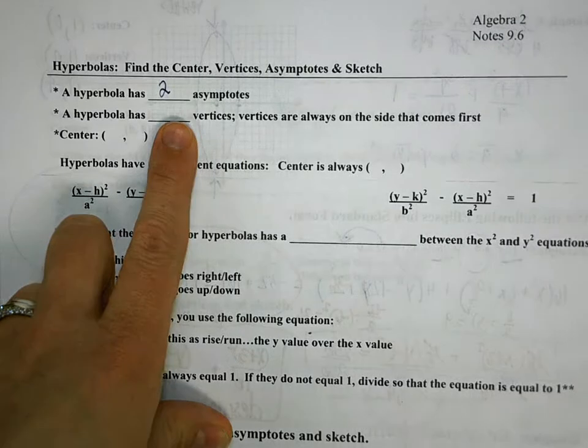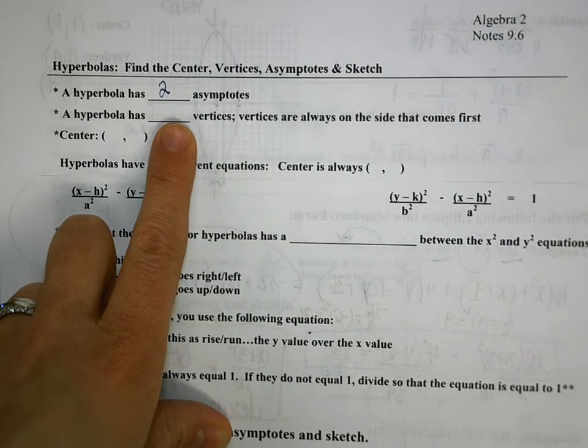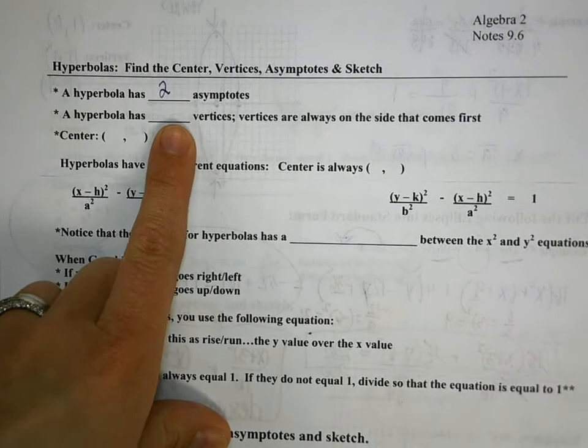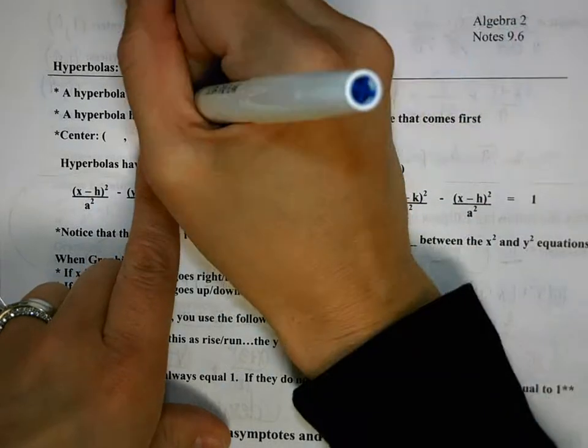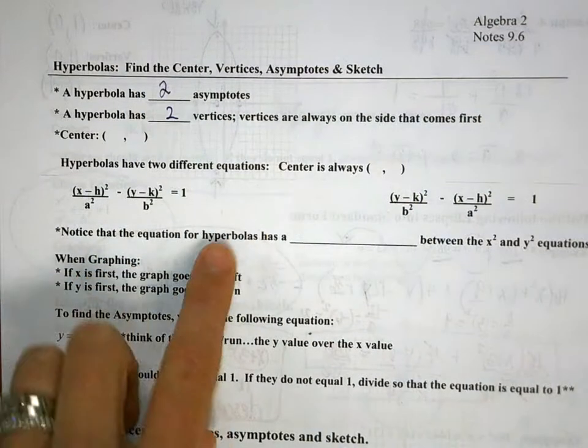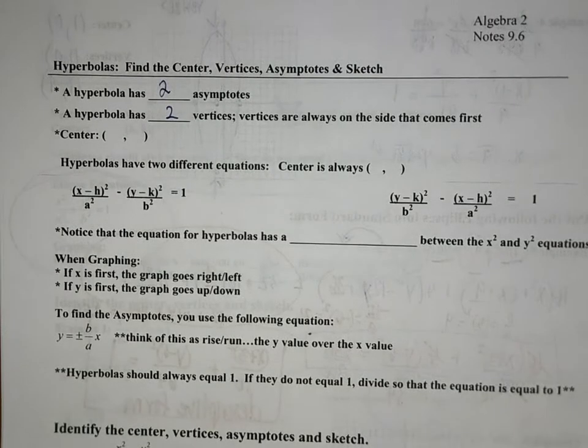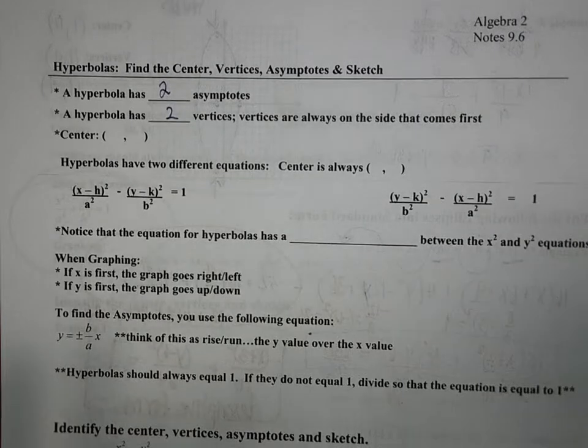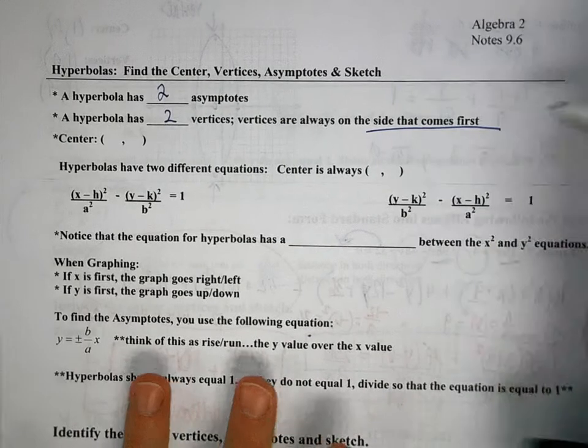We don't abbreviate asymptotes, we say the whole word. Okay, a hyperbola also has two vertices. The difference here, remember when we were finding our vertices on ellipses, it was the longer side. You guys remember that? With hyperbolas, it is always on the side that comes first.